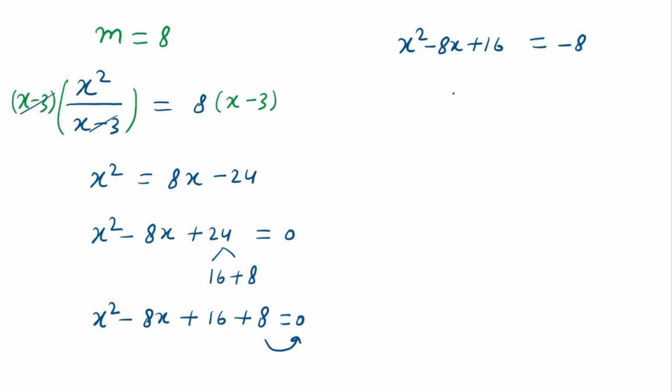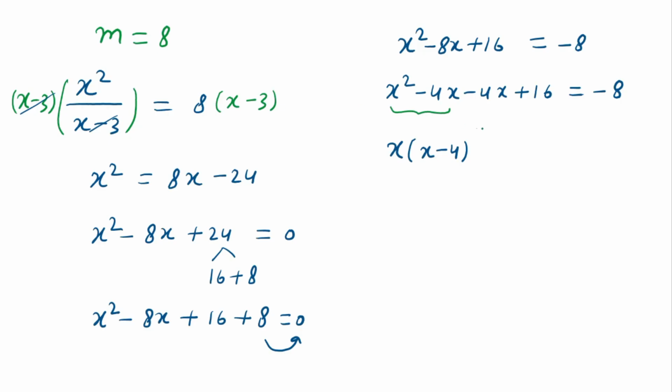On the left-hand side, this is a perfect square expression. So here x square and minus 8 times x is minus 4 times x minus 4 times x, and then plus 16, this equals minus 8. Now look carefully at the first two terms. Here if we take x common, then x square divided by x is x, and minus 4 times x divided by x, then you will get minus 4.